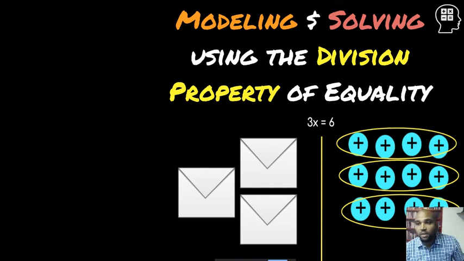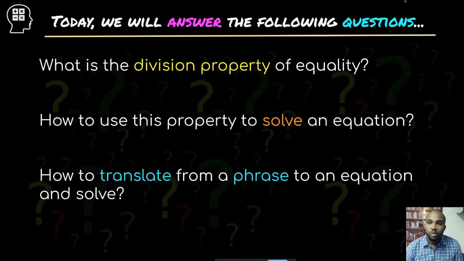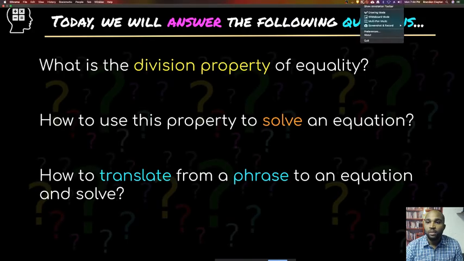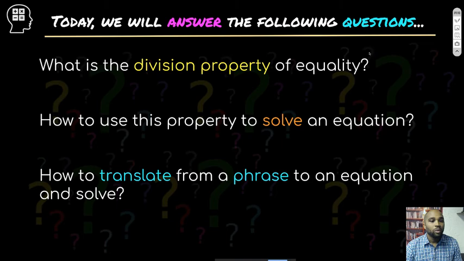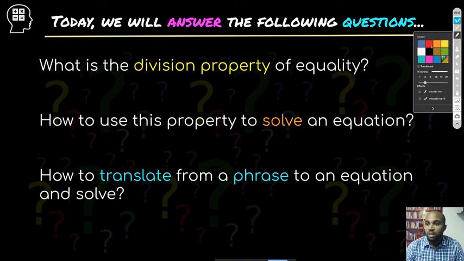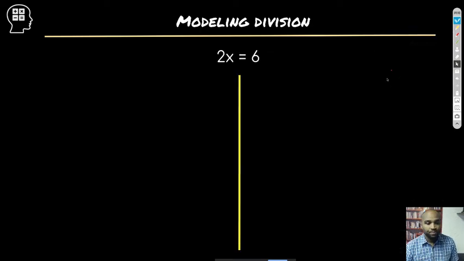Let's look at what that looks like, and I'm going to start out with some models, but first, let's talk about, as usual, the questions we want to answer. The questions are: what is the division property of equality? How do we use this property to solve an equation, and how do we translate from a phrase to an equation and solve? So we're going to look at all those pieces now. Let me get my pens ready. There we go. All right, so let's get to our problems.